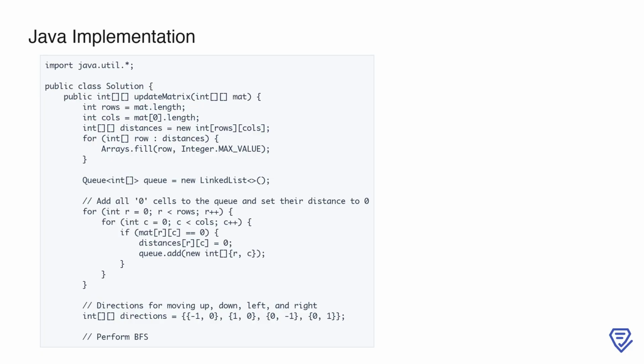After that, we iterate through the matrix, and for every cell that contains a 0, we set its distance in the distances array to 0 and add its coordinates to the queue. This is because cells with 0 are already at their minimum distance to themselves. Finally, we define an array of directions representing the possible moves up, down, left, and right, which will help us explore neighboring cells during the BFS.